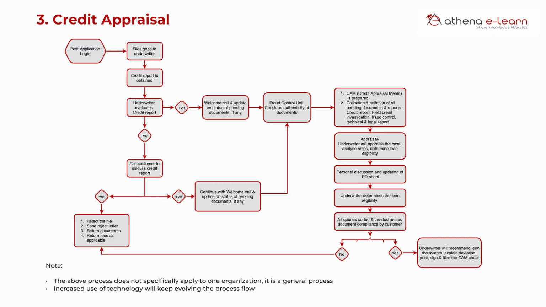Now you have to do what is called the actual credit appraisal. Before that, you do what is called a fraud control check. Now, where do you get these fraud control checks from? Two ways. One, internally, companies have people who are experts at reading printouts, forms, documents to see whether it's a genuine document or a fraudulent document.